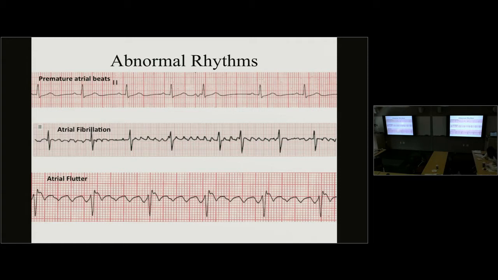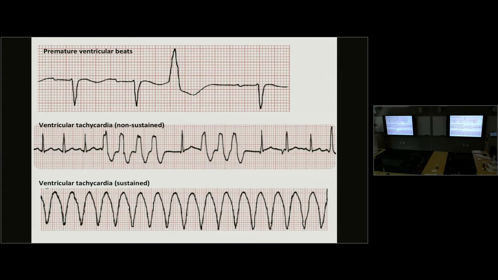There are premature atrial beats. You'll also see PACs. They call it, I get APBs, which is atrial premature beats, or PACs, premature atrial contractions. Again, this is that other language. AFib and then aflutter.